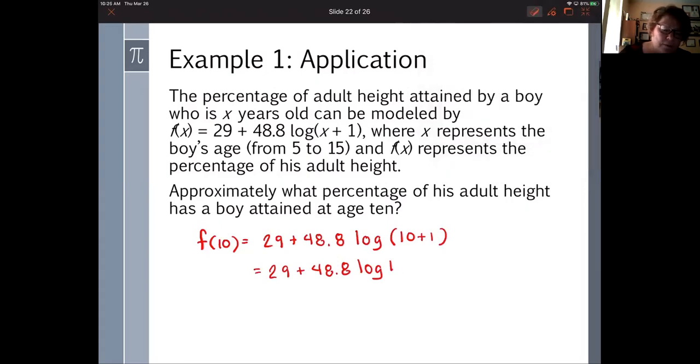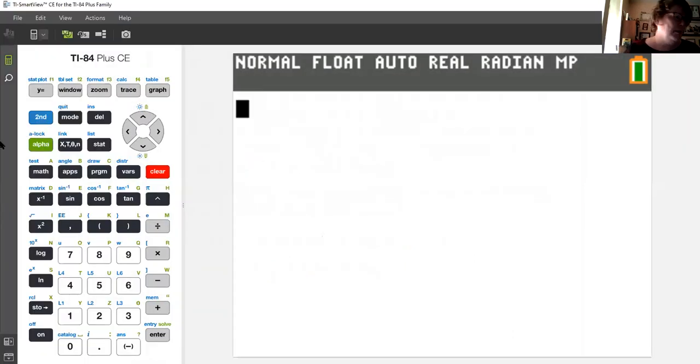All right, so now I need to use my calculator to calculate this. And my calculator can calculate log base 10. So I'm going to share my calculator. All right, so we had 29 plus 48.8. And now we need to find our logarithm. And over here on the left, you can see log.